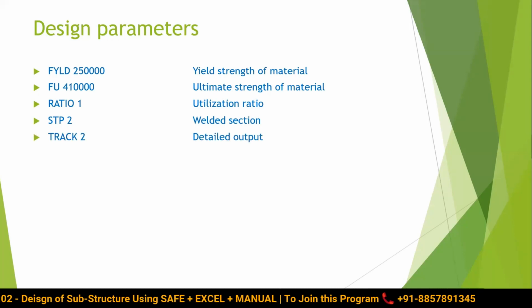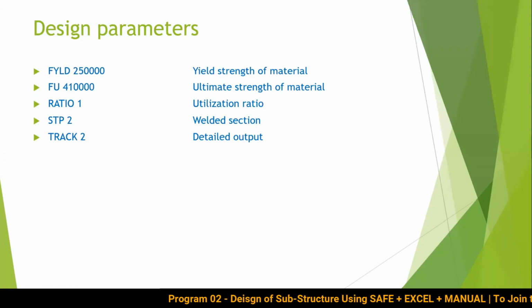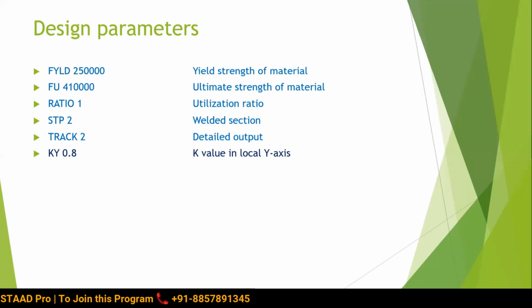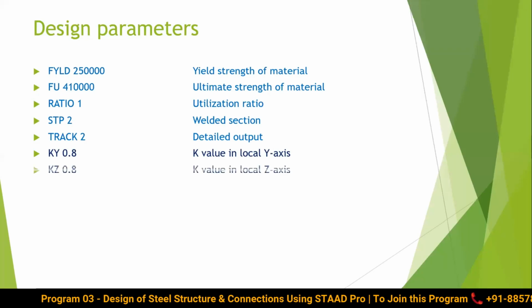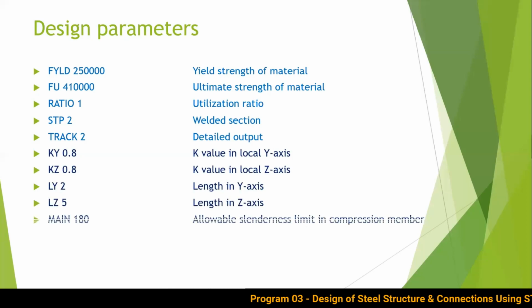Then we have TRACK. If we want detailed output of the analysis and design, we use the command TRACK. We have options 1 and 2. I think we also have the option of 0, if we don't want a detailed answer, we want a summary, or we want everything in detail. These are the general things. Next is the KY factor, which depends on the type of support: KY, KZ, LY, LZ, the lengths of these members.